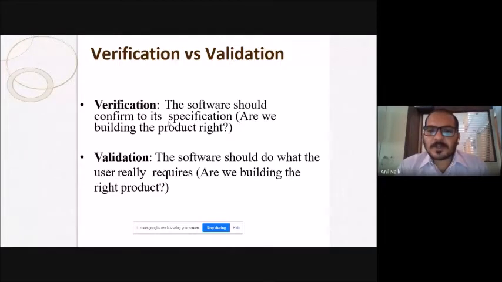Validation means the software should do what the user really requires. Are we building the right product? Validating whether the particular software is working as per the customer requirements.